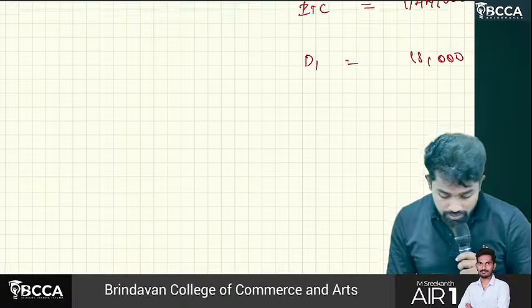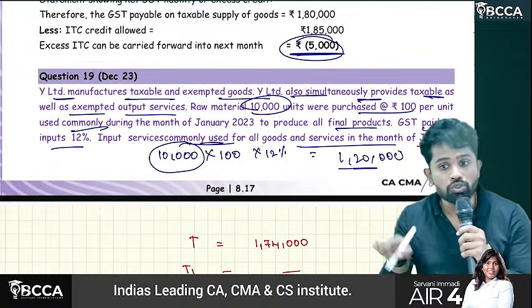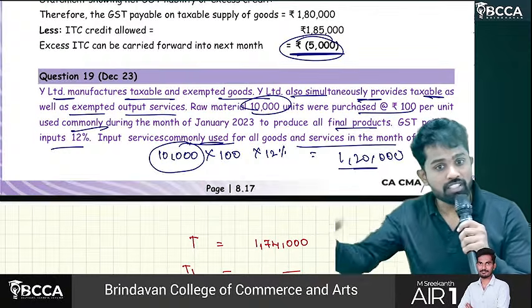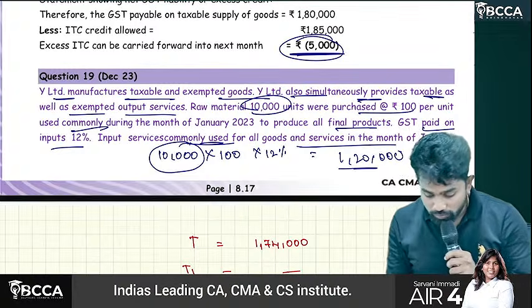Now we got a hint, sir. What is that hint? Out of total 10,000 units of inputs, 2,500 are exclusively related to what? Exempted. That means 7,500 are exclusively related to what? Taxable. Okay, so we'll bifurcate that one.